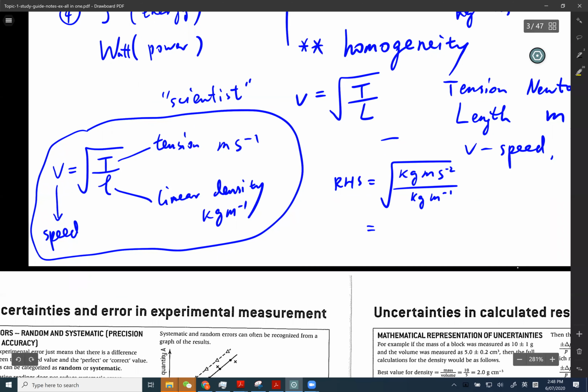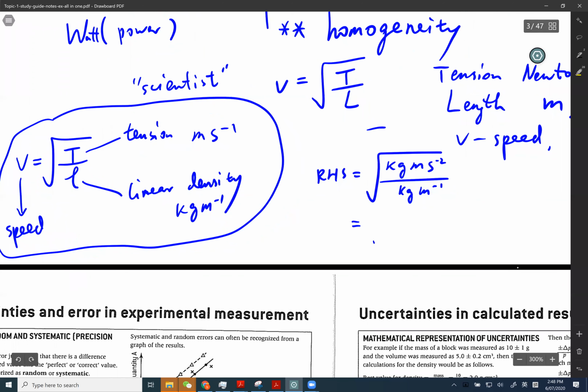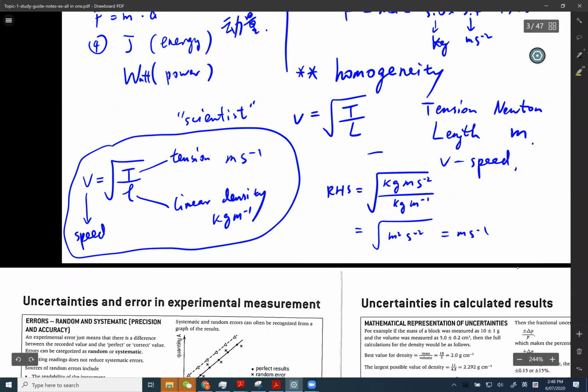Simplified, what happened? Really algebra. The kg cancelled. M squared as -2, M as 91. Now, this formula, if you check the units, we say it's correct. But we are not sure if it's really correct. The first example is really wrong. The second one, high chance correct.